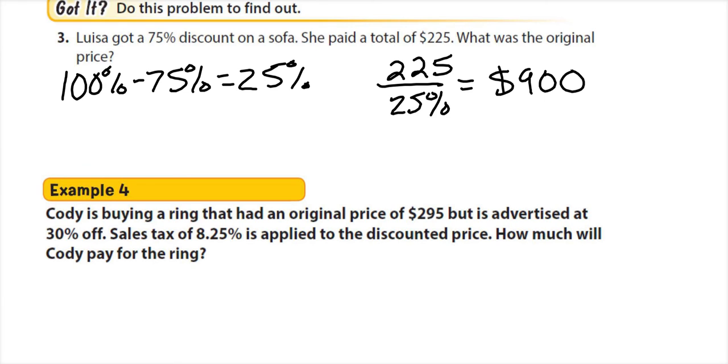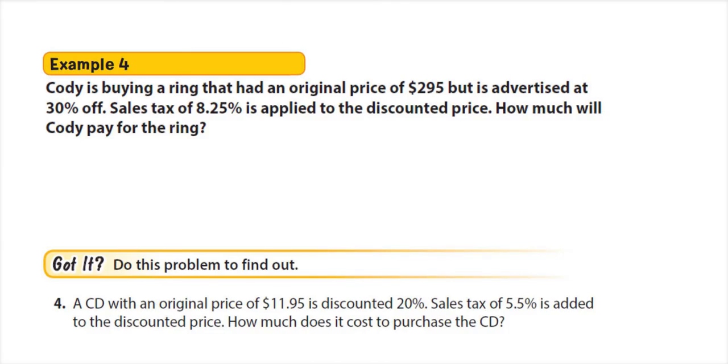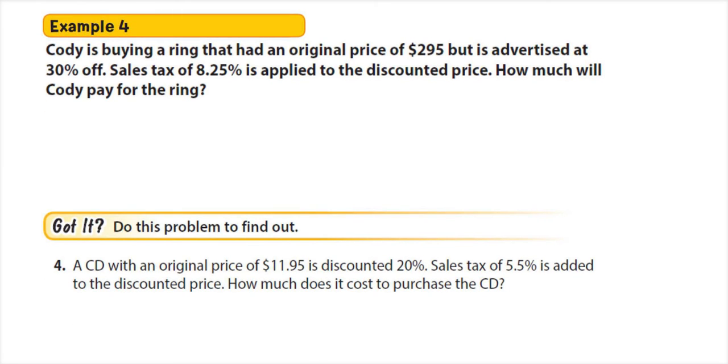All right, let's take a look at example 4. It says, Cody is buying a ring that had an original price of $295, but is advertised at 30% off. Sales tax of 8.25% is applied to the discounted price. How much will Cody pay for the ring? All right, so this time we're going to make a full transaction.